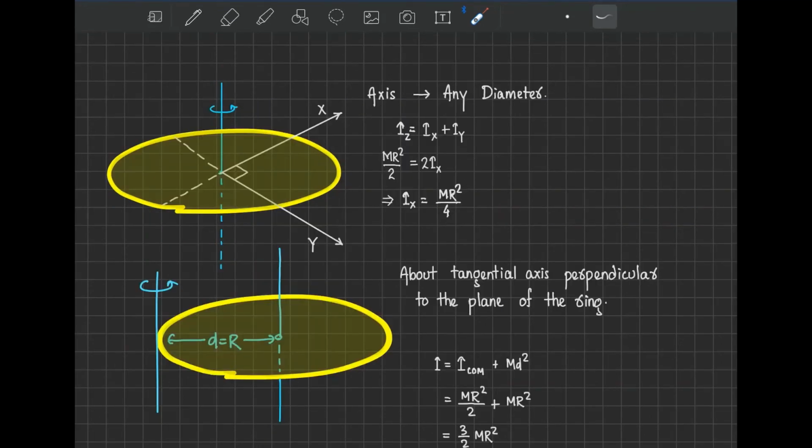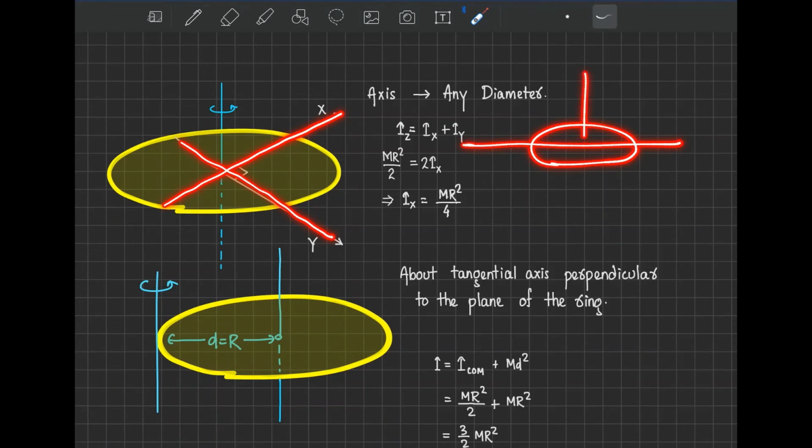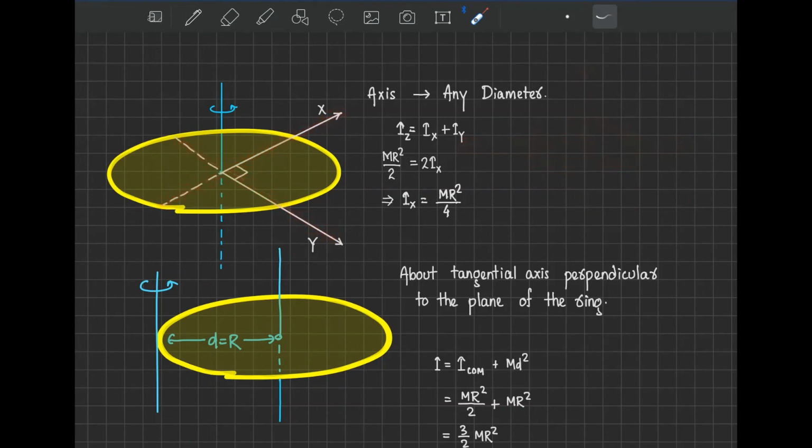Now let's see another case. Here we need to find the moment of inertia of the disk about a diametrical axis. Now how to solve this? Exactly just like the ring case, we are choosing two diameters here. As the disk is uniform about any diameter, the distribution of masses is similar about any diameter. So let's say we write the moment of inertia of this axis as Ix and the moment of inertia about this axis as Iy, and these two axes are perpendicular. Here Ix and Iy will be the same.